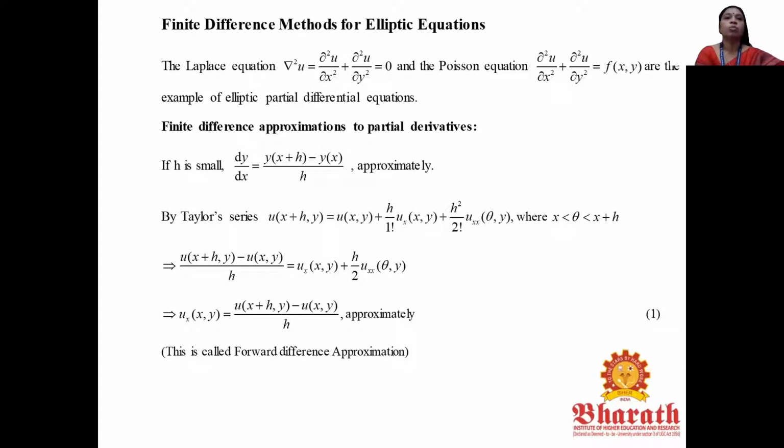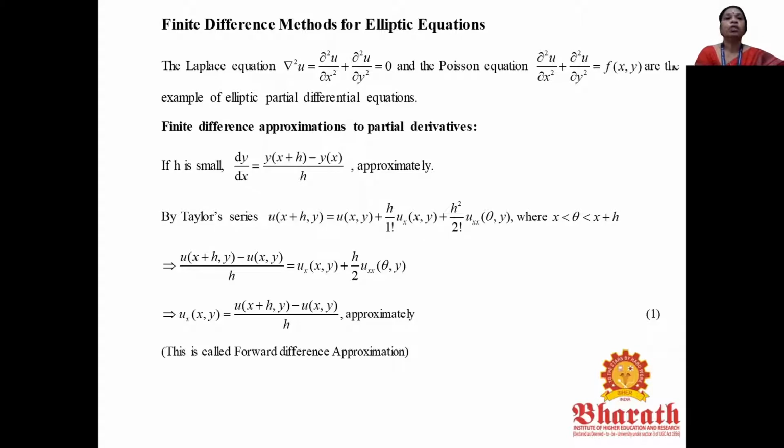Here if h is small, dy/dx is approximately (y(x+h) − y(x))/h. By Taylor series, already we know what is Taylor series, u(x+h, y), where h is the small increment given to the x coordinate, is given by u(x,y) + (h/1!) ux(x,y) + (h²/2!) uxx(θ,y), where θ lies between x and x+h, where h is the small increment given to x.